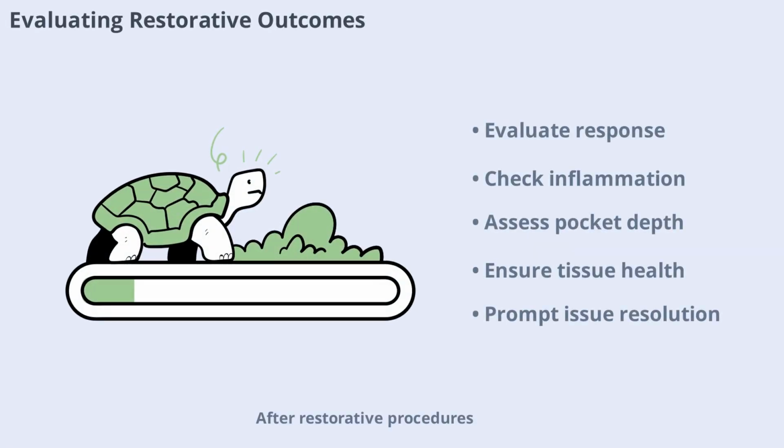After restorative procedures, it's essential to evaluate the patient's response and ensure that the new prostheses are functioning well. This involves a detailed periodontal examination, checking for signs of inflammation, pocket depth changes, and overall tissue health. Any issues detected at this stage can be addressed promptly, preventing further complications. The evaluation process is an integral part of the treatment plan, confirming that the restorative phase has achieved its intended goals. By maintaining a close watch on outcomes, clinicians can ensure long-term success and patient satisfaction.